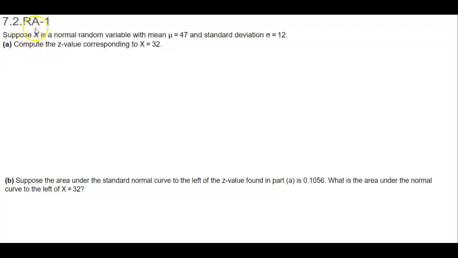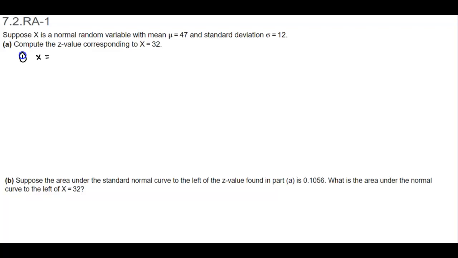Section 7.2 RA-1, suppose x is a normal random variable with a mean of mu, which is equal to 47, and a standard deviation of sigma, which is equal to 12. In part A, we want to compute the z-value corresponding to x equal to 32. So let's write out the given information.